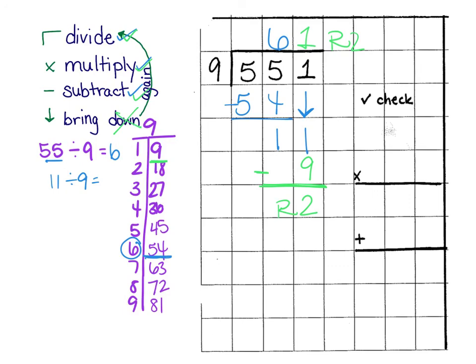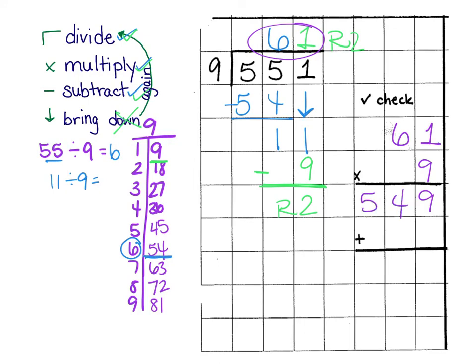Let's check our answer to see if we're correct. I start with my answer and it goes here. 61. And we multiply it times the divisor, 9. Let's multiply. 1 times 9 is 9. 6 times 9, if you don't know that, come back over here. 9 times 6 is 54.